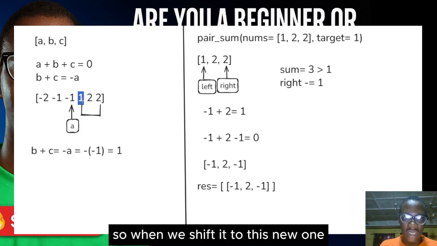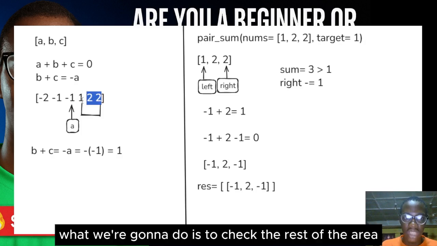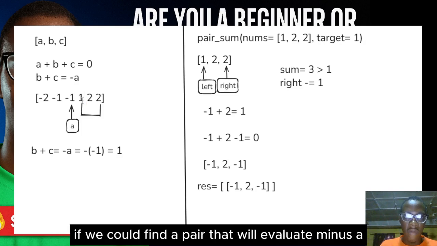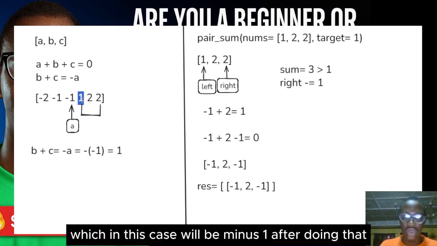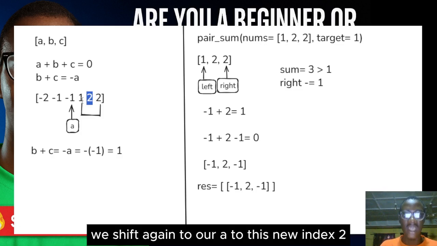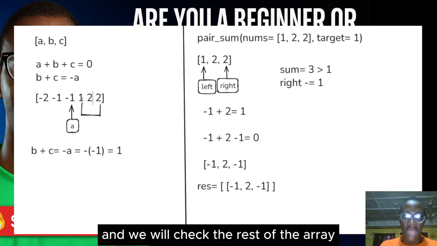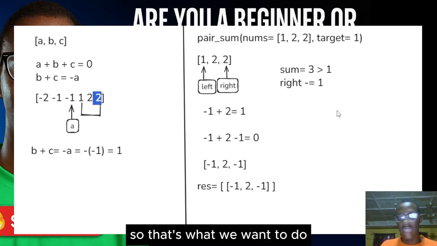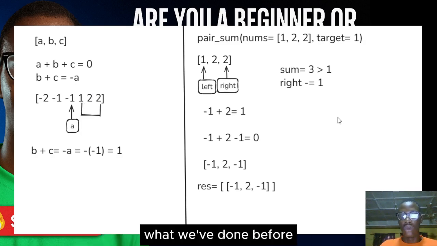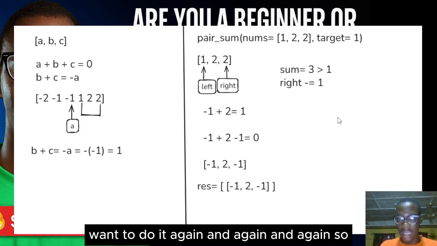When we shift it to this new one, we check the rest of the array to see if we can find a pair that will evaluate to -a, which in this case is -1. After doing that, we shift a again to this new index 2, and check the rest of the array for any pair that will give us -a. What we've done before, we want to do again and again.